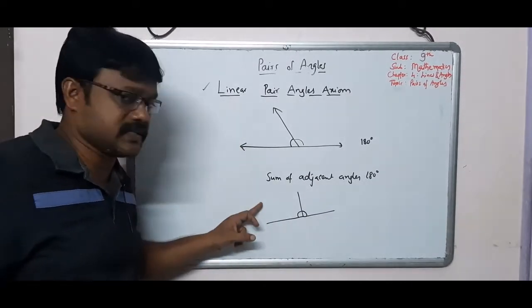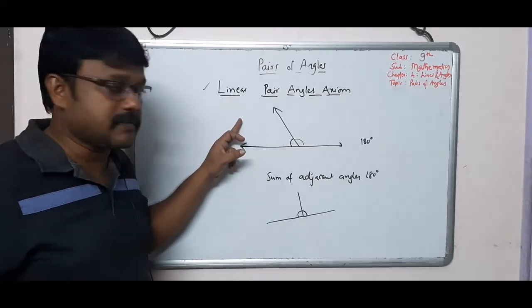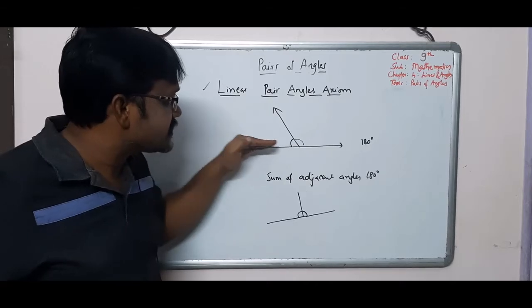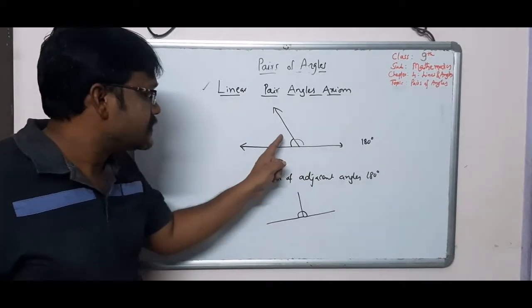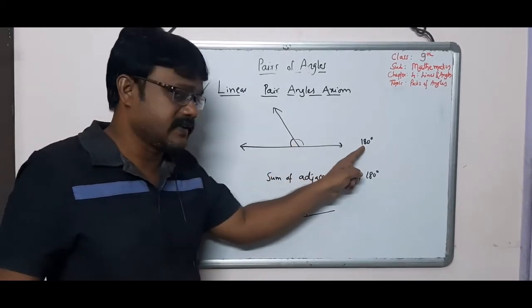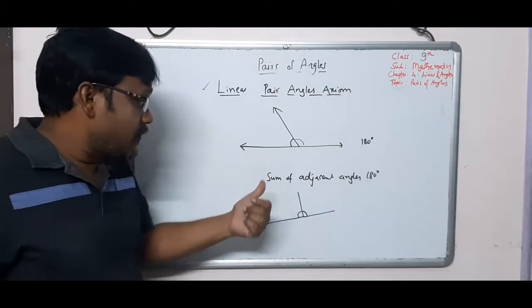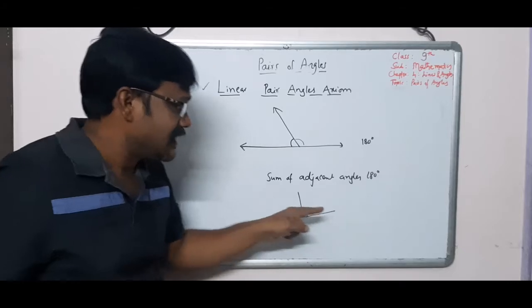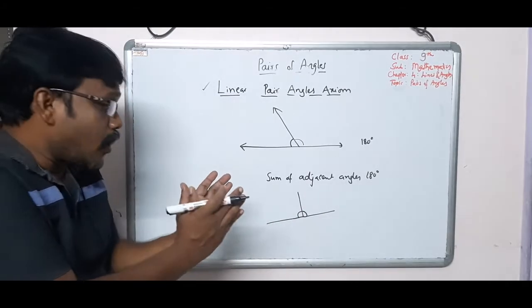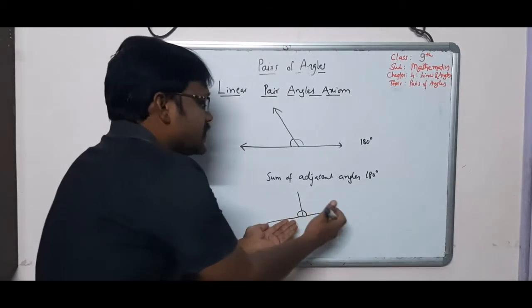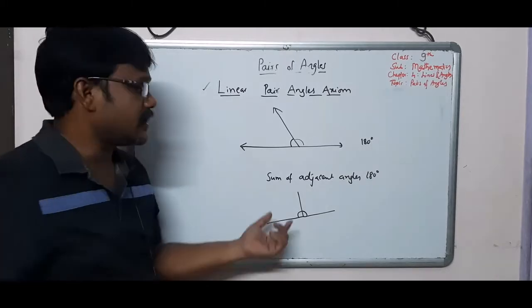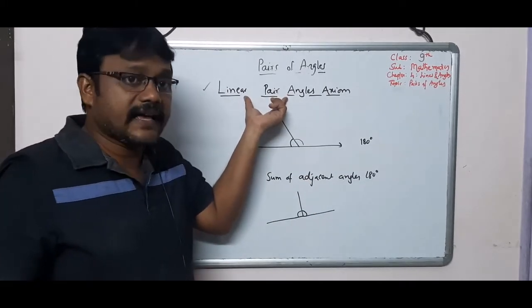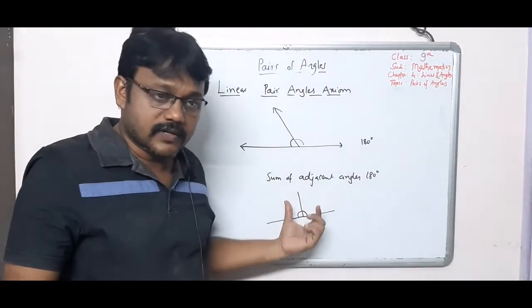This is the converse statement. This is the straight statement. What is the straight statement? Suppose a ray falls on a straight line, then the sum of adjacent angles is 180 degrees. And its converse: suppose the sum of adjacent angles is 180 degrees, then the non-common arms form a straight line. That's the converse of this particular linear pair angles axiom.